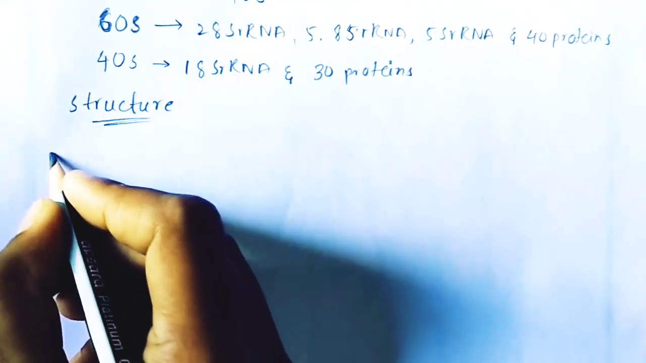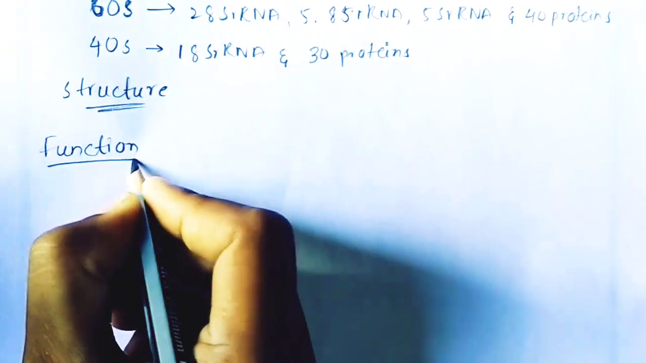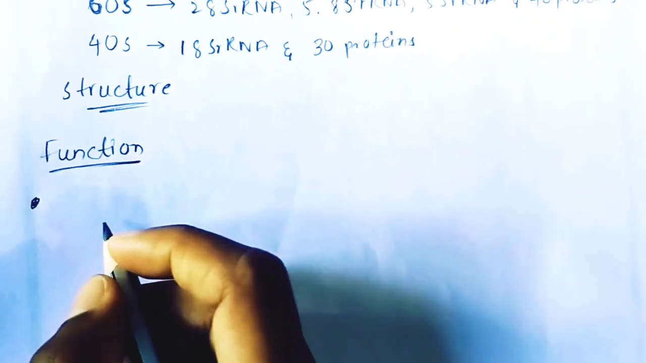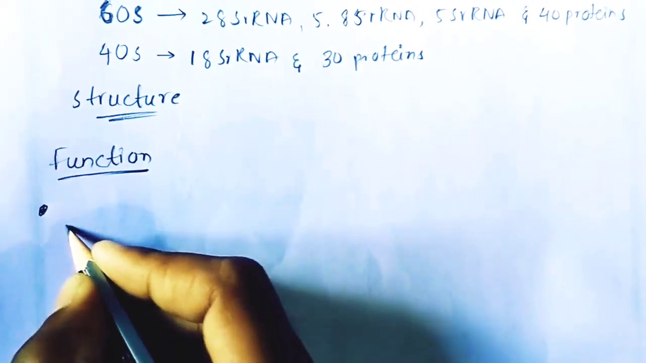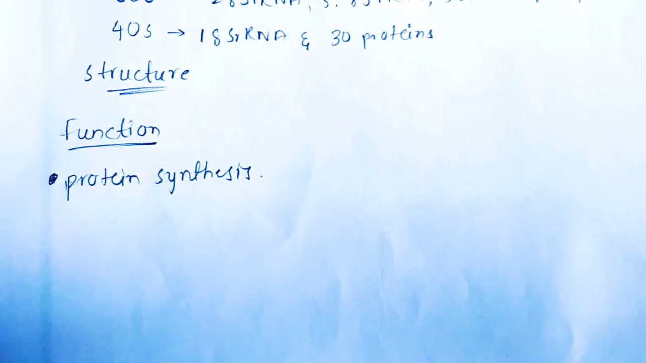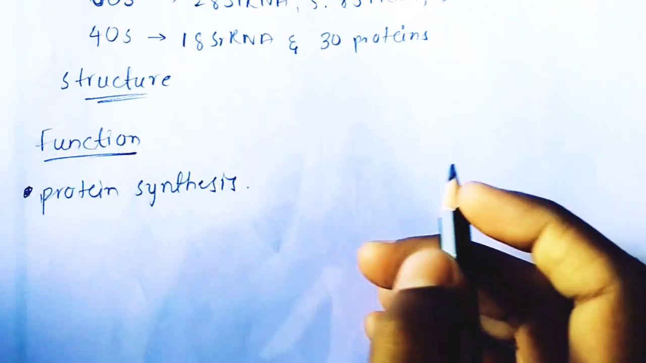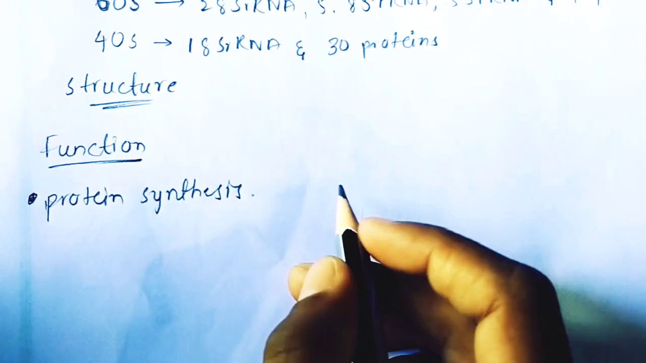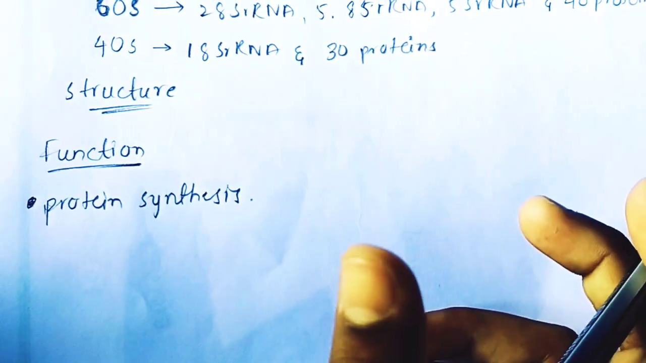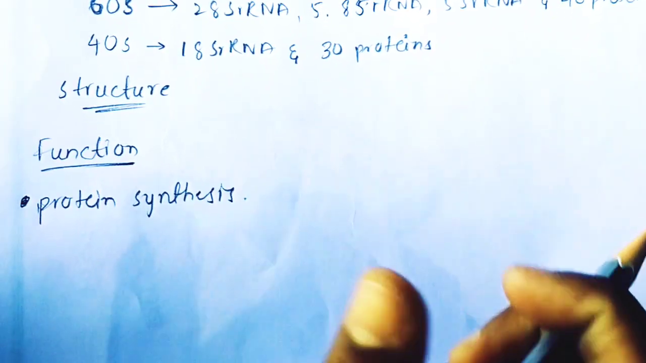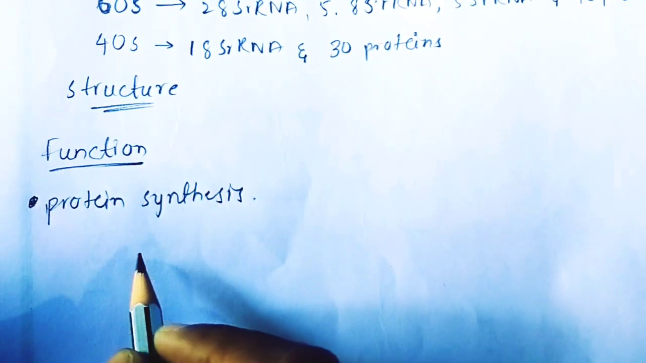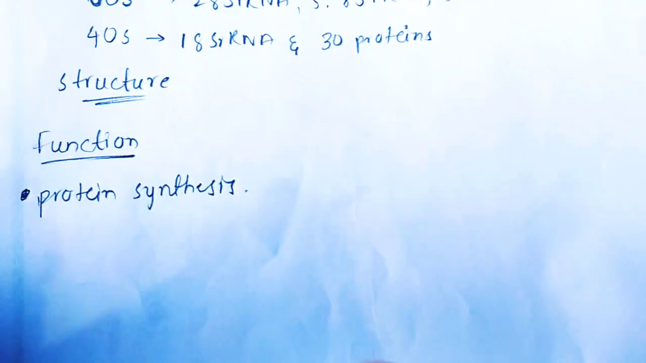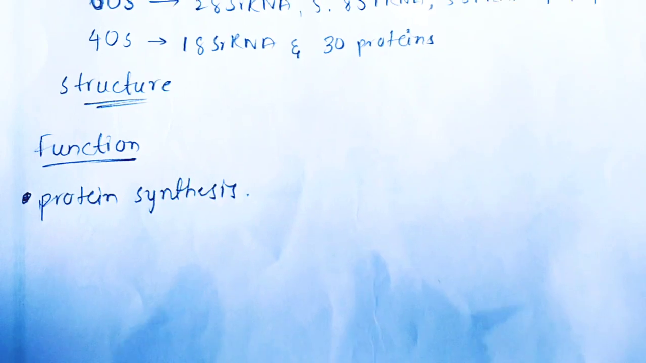Now the function of ribosomes. The main function of the ribosome is protein synthesis, and the other one is protection. Talking about protein synthesis: in the beginning of protein synthesis, there is a joining of the two subunits, which is called a dimer. During this process, the ribosomes attach to the mRNA. If more ribosomes attach to the mRNA, they are called polyribosomes.